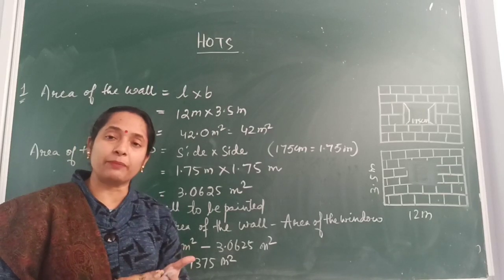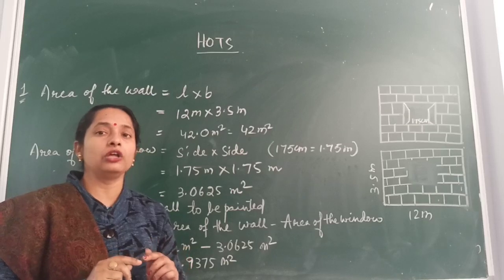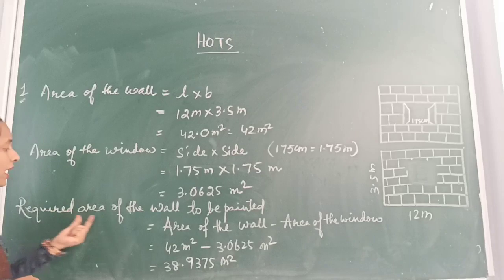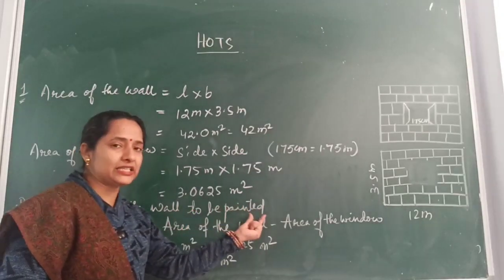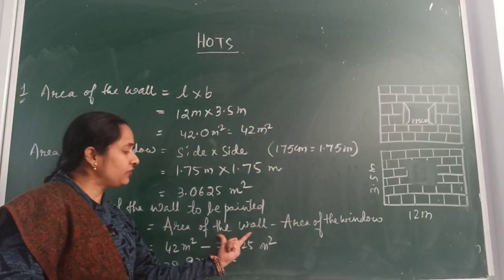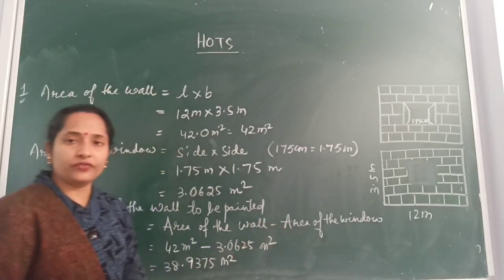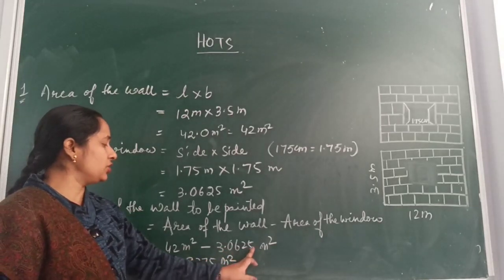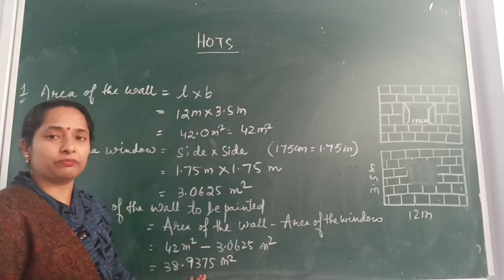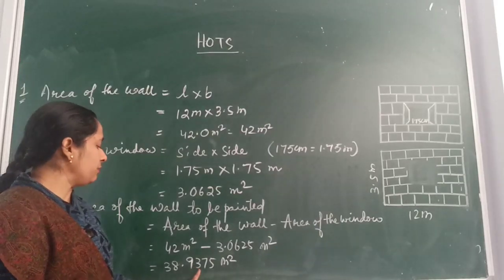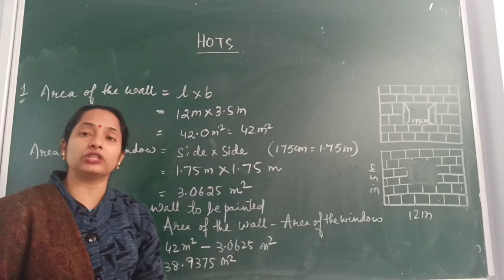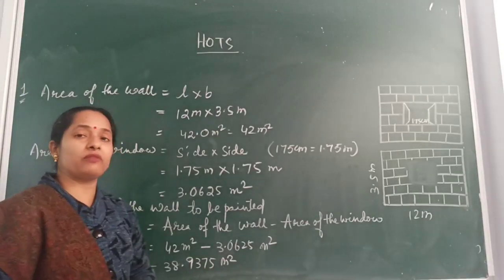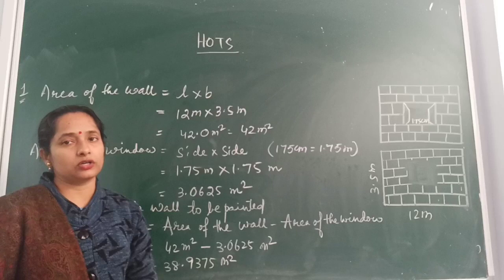We can get this by subtracting the area of the window from the area of the wall. So the required area of the wall to be painted is equal to the area of the wall minus the area of the window. This is 42 meters square minus 3.0625 meters square. By subtracting them both, we get 38.9375 meters square. Therefore, the painter will paint 38.9375 meters square area of the wall. Understood, children?